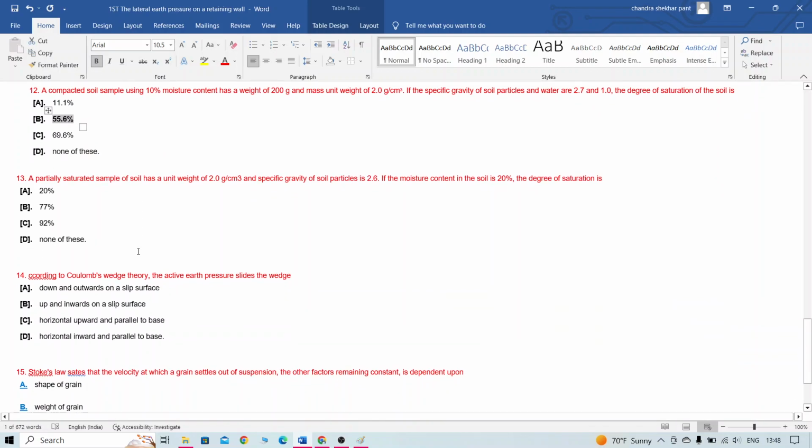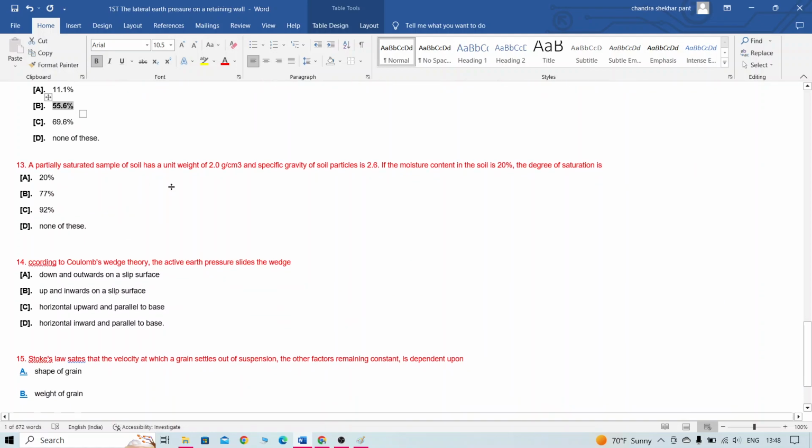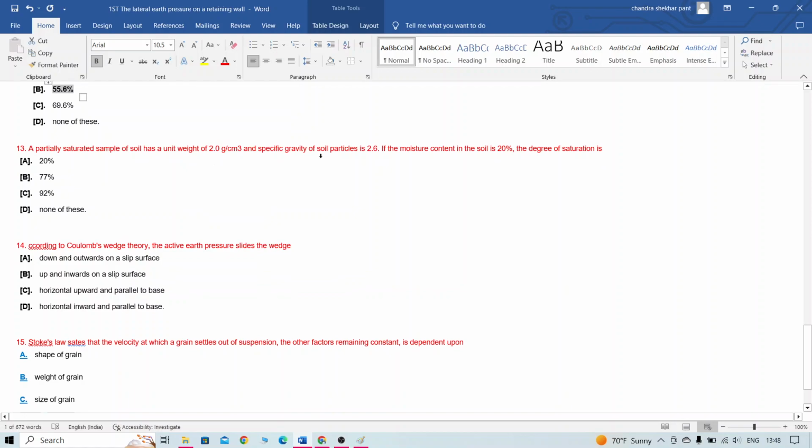Here a partially saturated sample of soil has been given with unit weight, specific gravity, moisture content, and degree of saturation. So we just have to apply the formula Se equals wG. Sehwag, one of the cricketers. It is pretty easy to memorize the formula this way. w we are provided with, G we are provided with, S we are not provided with, and e is unknown. Partially saturated means it is not dry soil. It is not dry unit weight. It means bulk.